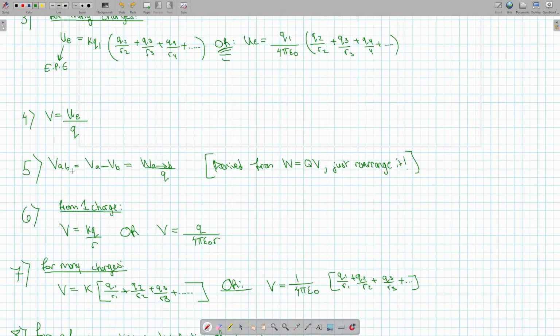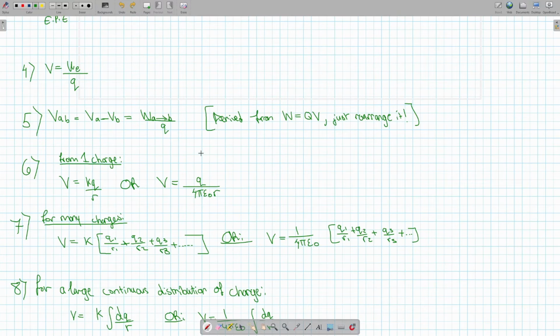Now, VAB, which is VA minus VB, is equal to W over Q. Some people may see this and get confused, but just remember W is equal to QV. This is the same formula, but you just rearrange it. If you take Q to the other side, you get V is equal to W divided by Q.